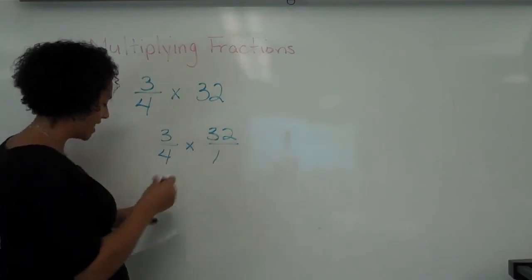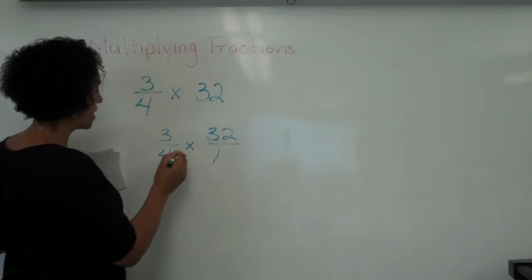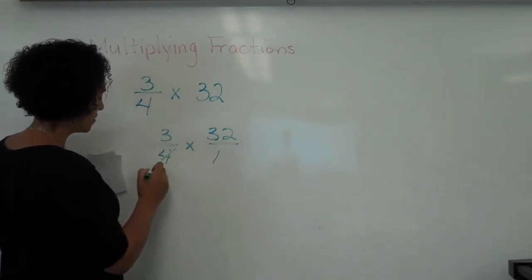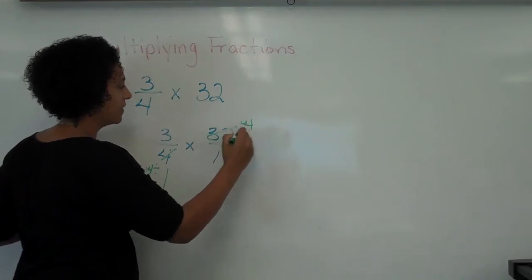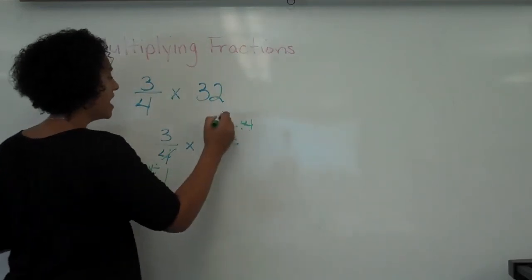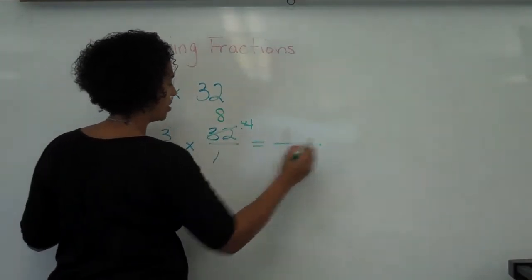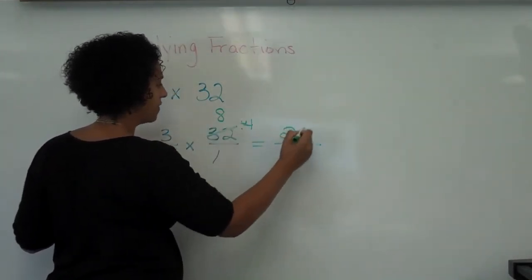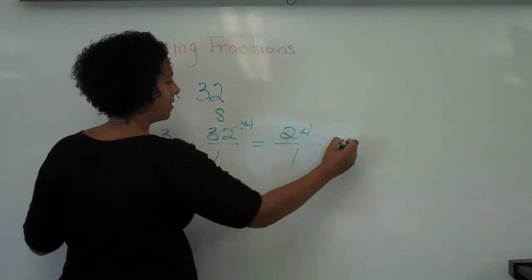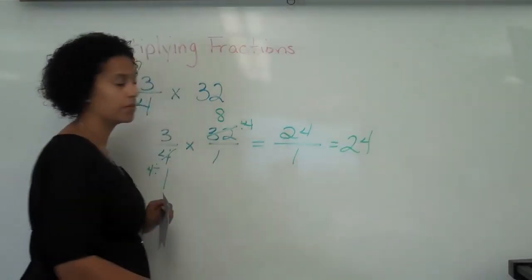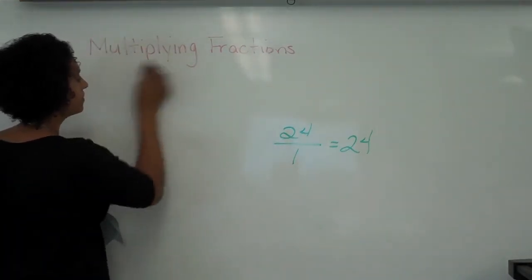All right, so I'm going to look this way, and I know that 4 and 32 have something in common. 4 can go into 32. So I'm going to divide by 4, which would give me 1. I divide this by 4, see if you can figure it out before I write it down, is 8. Okay? So we have 1 times 1. We're going to multiply straight across. 3 times 8 is 24. 1 times 1 is 1. And anytime there's a 1 on the bottom, that's a whole number. So my answer would be 24. Okay? Let's try another one.